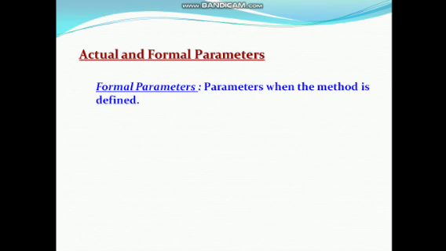Actual and formal parameters. Now you know what is defining a method and what is calling a method. Based on that, parameters are defined into two, that is actual and formal parameters. Formal parameters are the parameters when the method is defined. Example is void add of int a comma int b. You define a method using public static void add. So here I had given only void add of int a comma int b. So here a as well as b are the formal parameters.